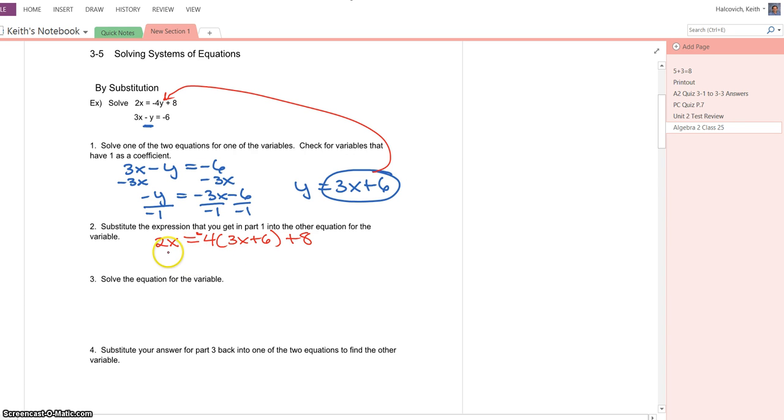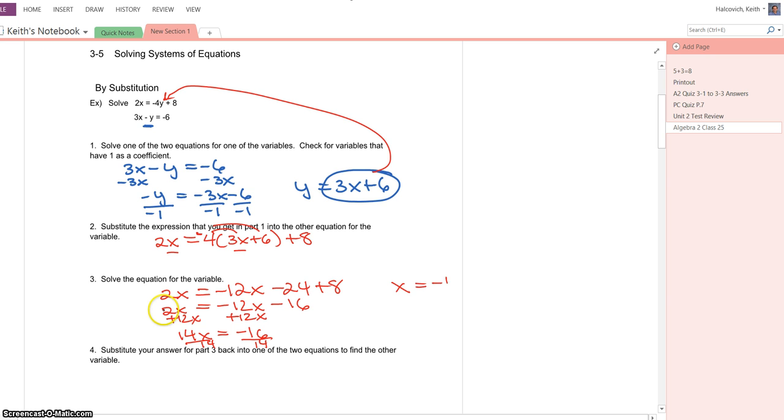So now notice we have one variable. We have an x. So we can solve the equation for that variable by distributing: negative 12x minus 24 plus 8. Combine like terms. So you get minus 16. Add the 12x. So you get 14x equals negative 16. Divide by 14. So you get x equals negative 16 over 14, which reduces to negative 8/7.